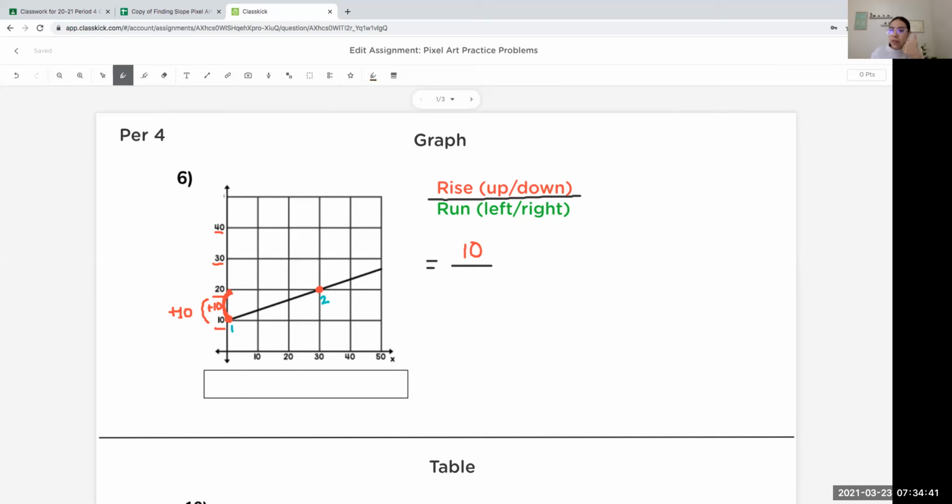So give me a thumbs up if you're okay with that step. I'm going from 1 point to another, but I have to rise up. I went up once. Give me a clap if that part confused you.